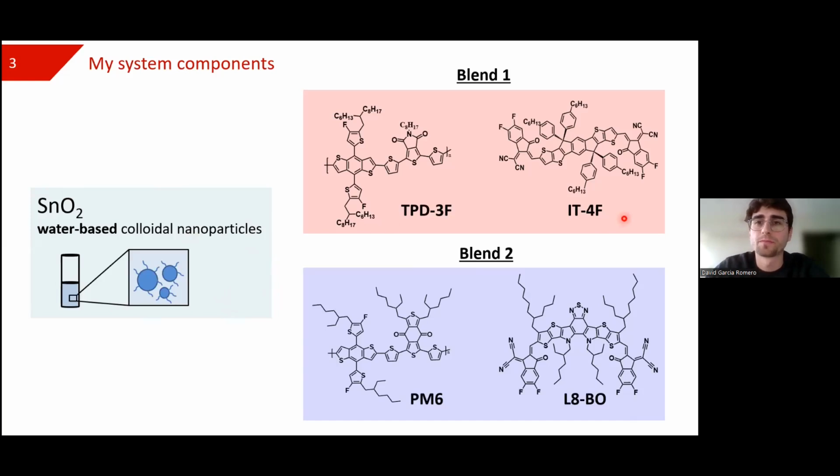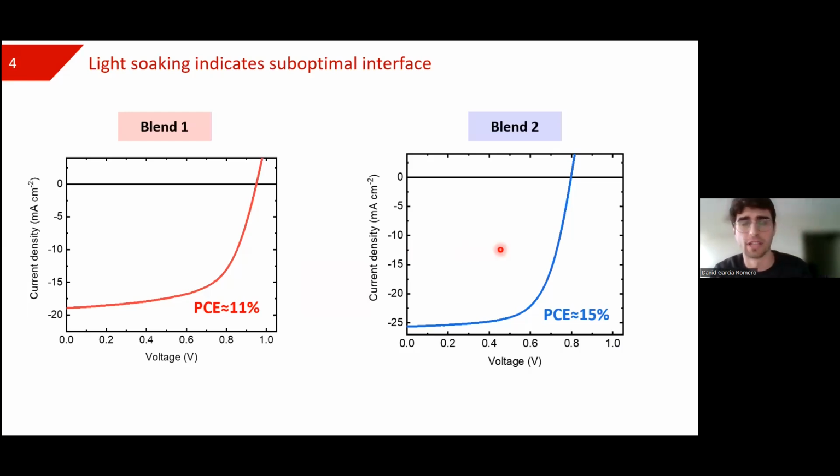Now, I'm also showing here the two blends that I used in our project. They are a combination of polymer donor and small molecule acceptor, which a big part of the community is working with, and they have already been reported to yield rather good performances. So let's have a look at what happens when we build a solar cell with these blends and use tin oxide as our electron transport layer. Very simple slide: I'm showing here a JV for blend 1 and a JV for blend 2. We can extract a power conversion efficiency of around 11% for one and 15% for the other blend.